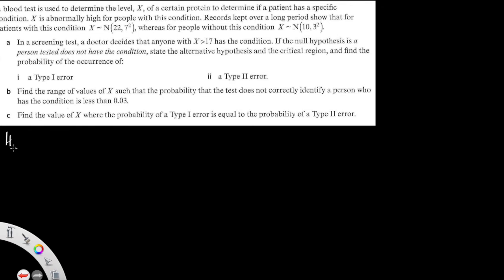Now, H0, as the question says, is that a person tested doesn't have the condition.